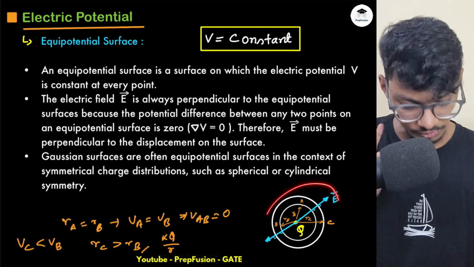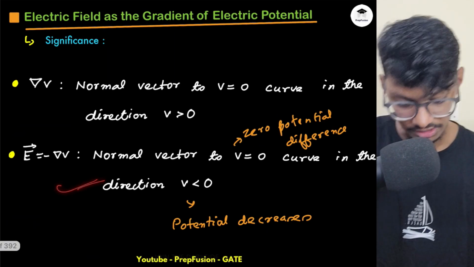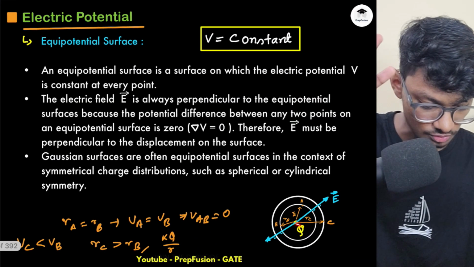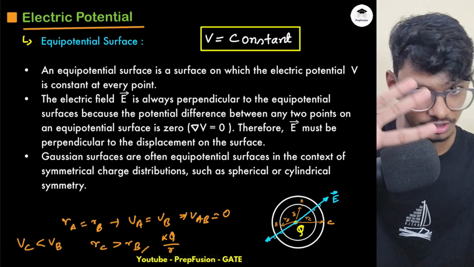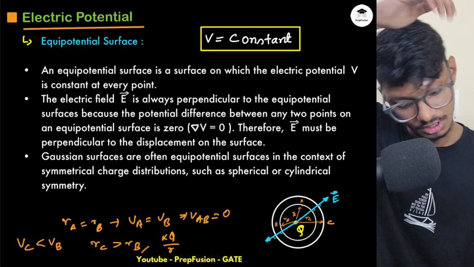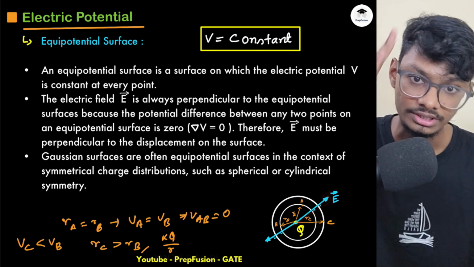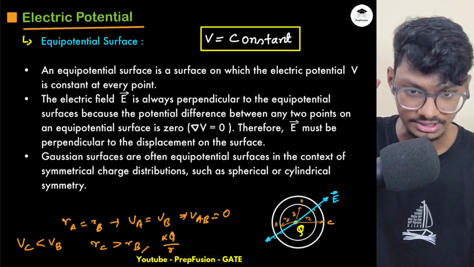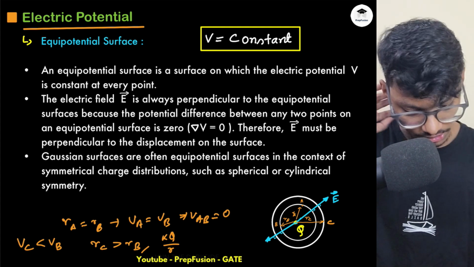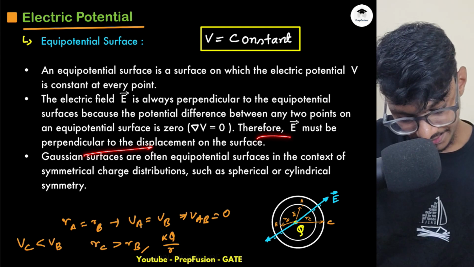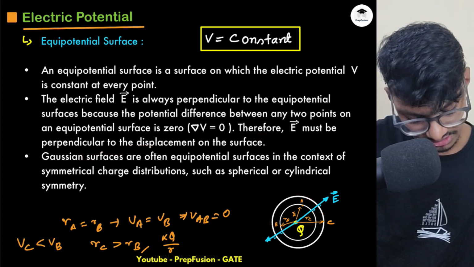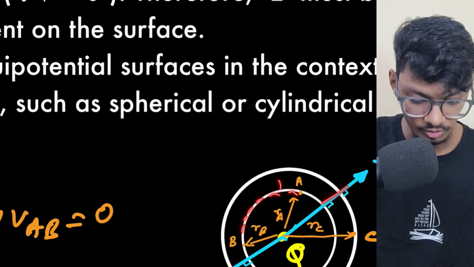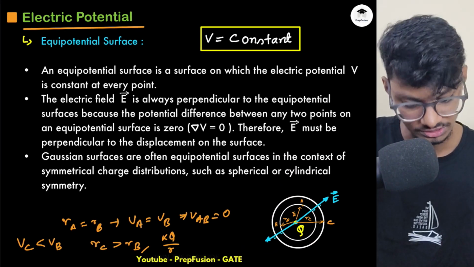I hope you are understanding the point of whatever is written here. The electric field will be a normal vector to the V equal to 0 curve. Potential is almost 0 there, and the field is in the direction in which potential is reducing. I hope you understand that point. Therefore E must be perpendicular to the displacement along the surface. As the surface is here, E is always perpendicular. Wherever I move, E will always be perpendicular to this, always perpendicular to the sphere.